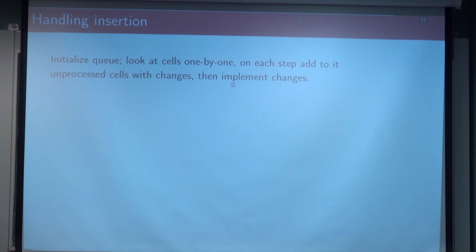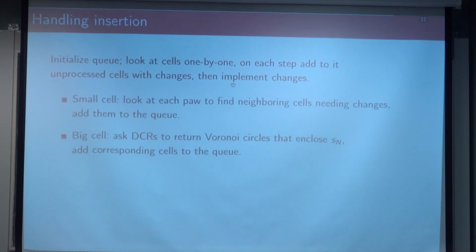After it, we will implement the changes. How do we handle the cells? For a small cell, as I already told you, we can look at every one of its pores, there are really not many of them, and add the corresponding cell to the queue. For a big cell, we ask dynamic circle reporting structures to point at the cells that we need to add to the queue and add them. After all cells are in the queue, we implement changes, but this is a technical issue that can be done by some thorough consideration.